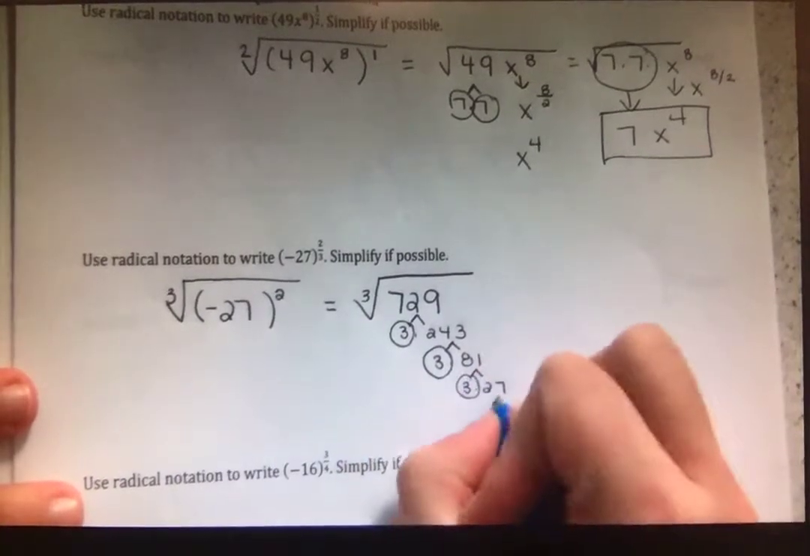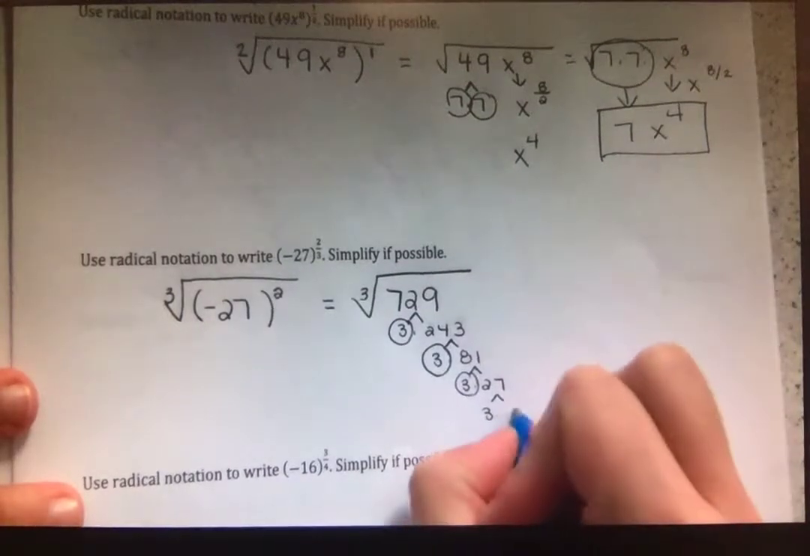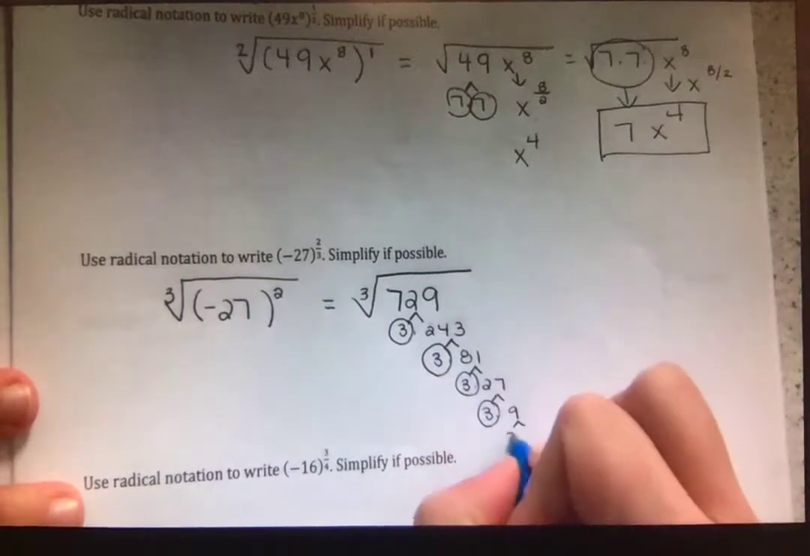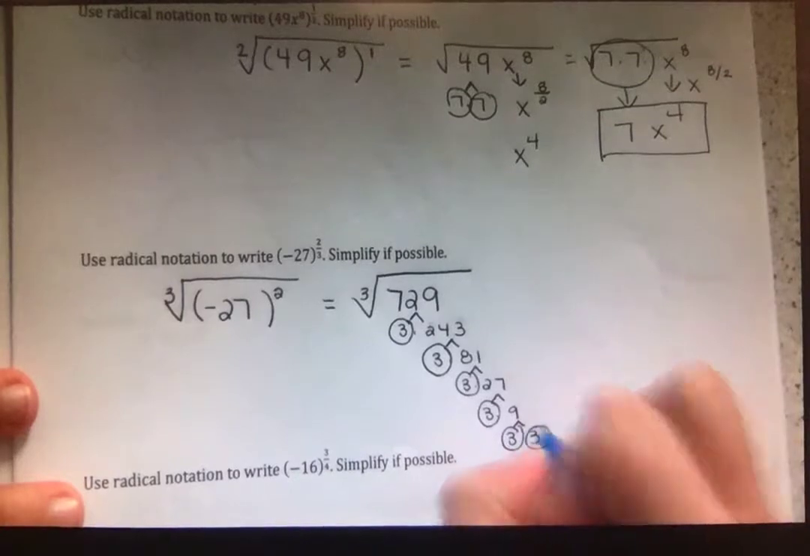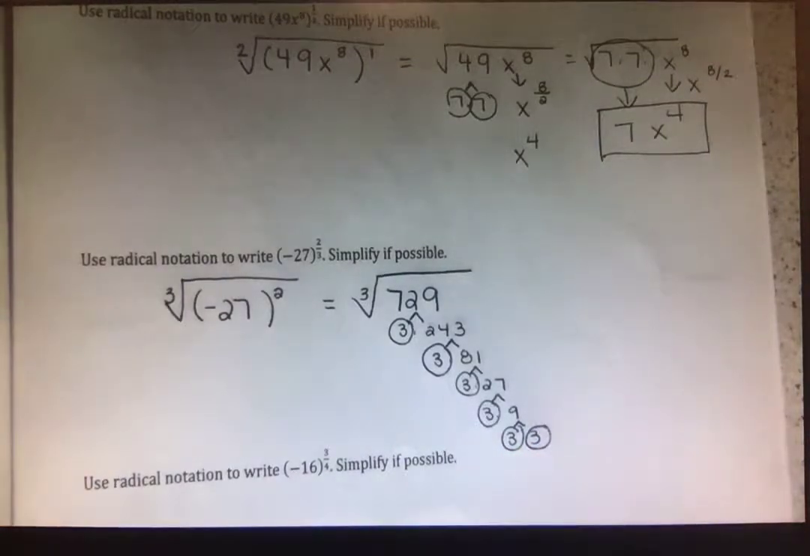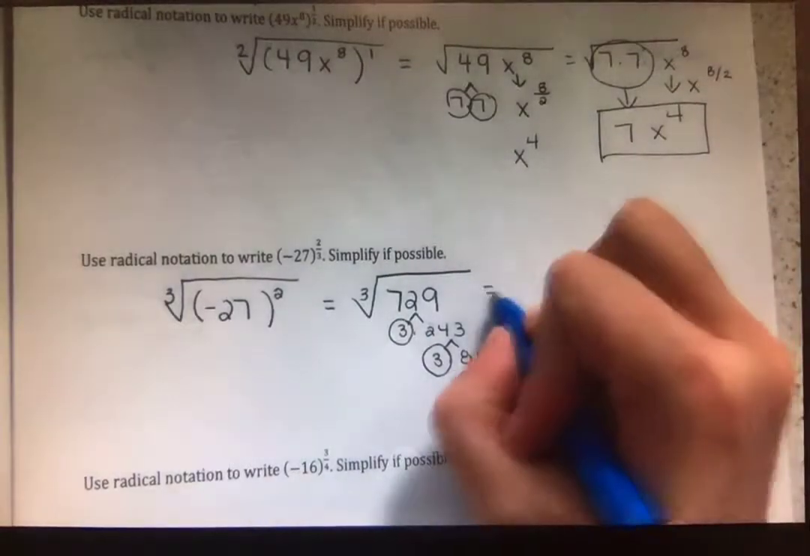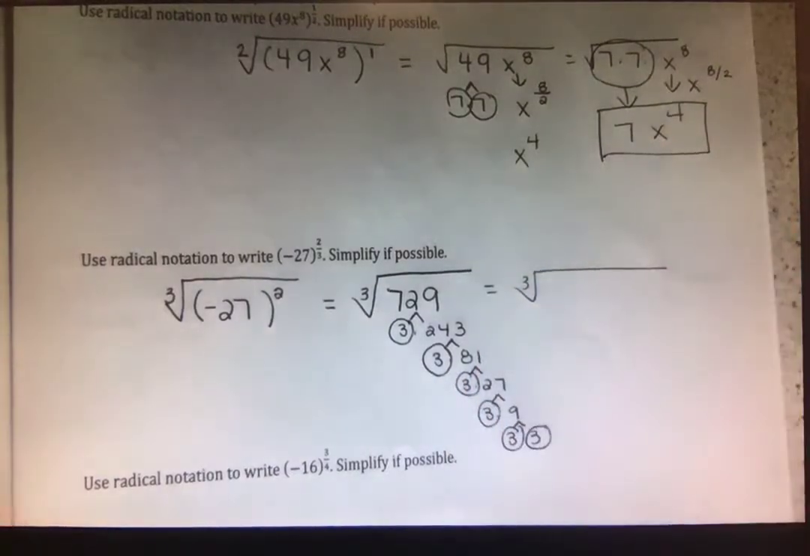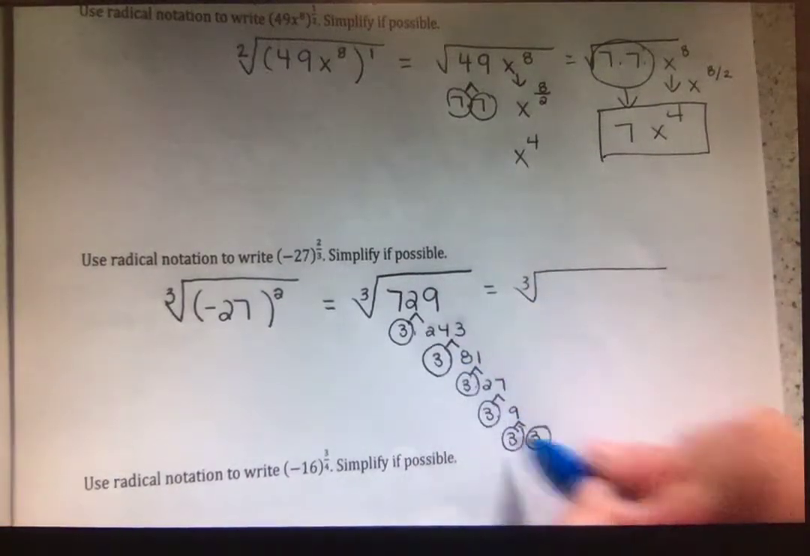3 is done, so it gets circled. 27 is 3 times 9. Again, 3 gets circled. 9 is 3 times 3. We broke it down until it cannot be broken down any further. So we have the cubed root. Underneath the radical, we have 1, 2, 3, 4, 5, 6 3's.